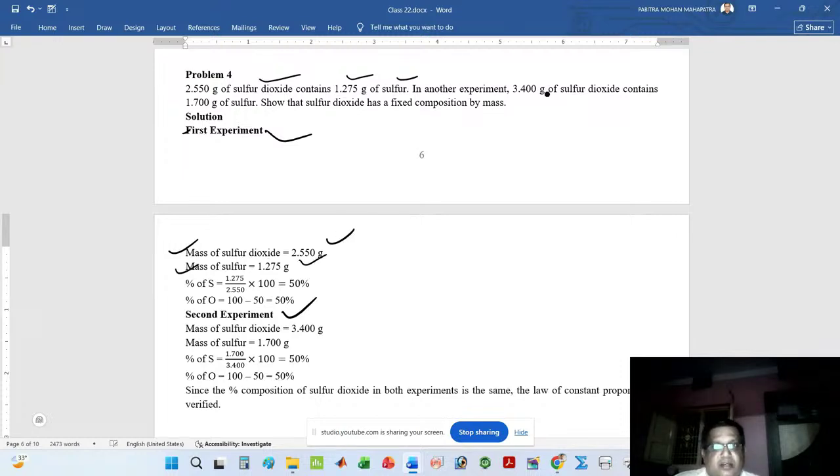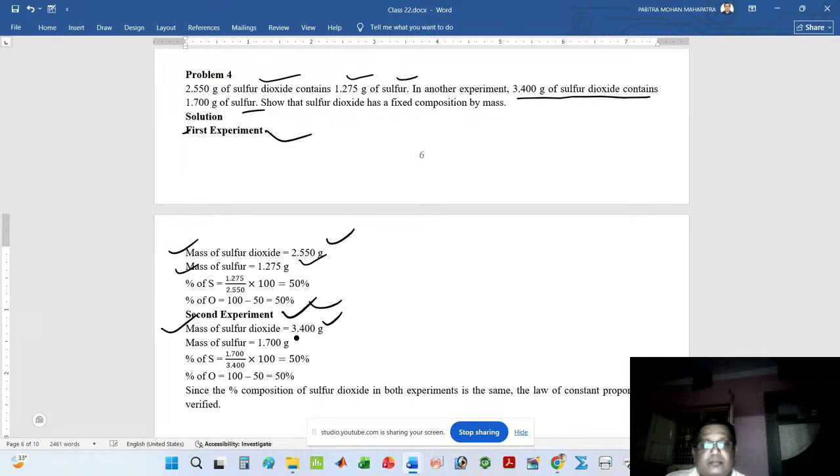In the other experiment, 3.4 gram of sulfur dioxide contains 1.7 gram of sulfur. So in the second experiment, I can write mass of sulfur dioxide is 3.4. Mass of sulfur is 1.7.